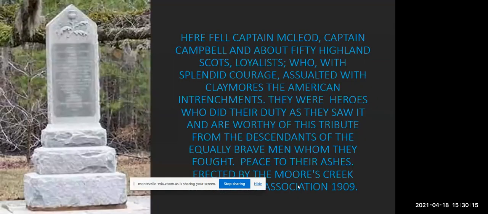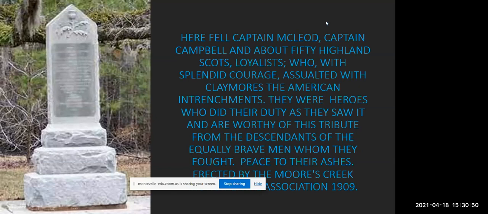And within the park, there is a monument to those Scots who fell in battle. And in part it reads, "Here fell Captain MacLeod, Captain Campbell, and about 50 Highland Scots, loyalists, who with splendid courage assaulted with claymores the American entrenchments. They were heroes who did their duty as they saw it and are worthy of this tribute from the descendants of the equally brave men whom they fought. Peace to their ashes."